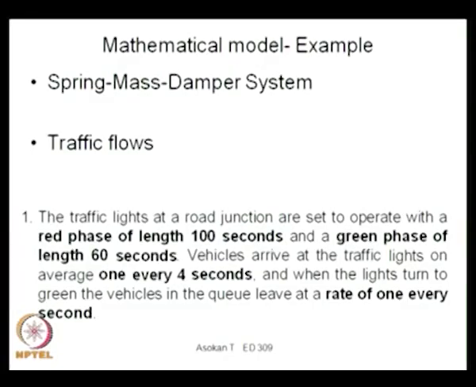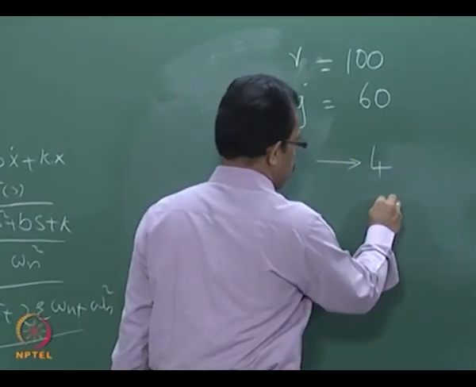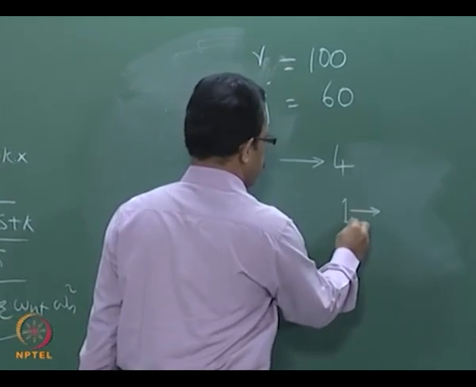And vehicles arrive at the traffic lights on average one every 4 seconds. So every 4 seconds one vehicle is arriving, and when the lights turn to green the vehicles in the queue leave at the rate of one every second. So this is the arrival: every 4 seconds one vehicle will be coming, and when it is green every second one vehicle will be going.